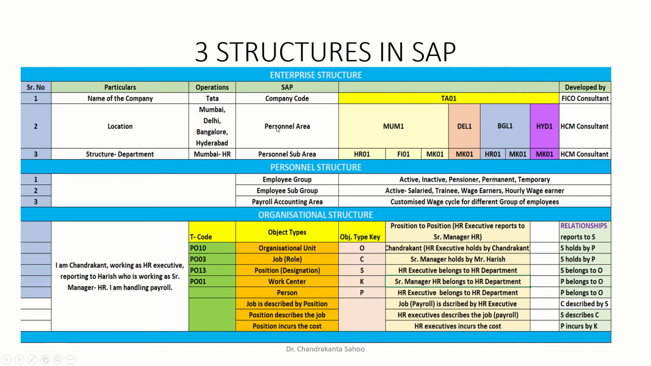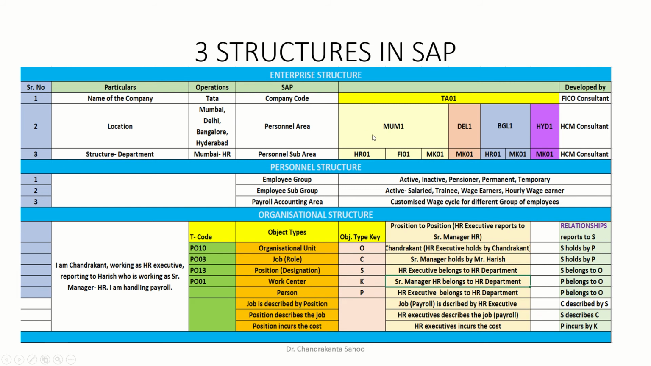Then, in the enterprise structure, we will get the personnel area. What is this personnel area? Personnel area refers to the locations where the plant operations or company operations take place, like Mumbai, Delhi, Bangalore, and Hyderabad. Let us say, for our understanding, the company Tata has operations in Mumbai, Delhi, Bangalore, and Hyderabad. So this personnel structure refers to geographical locations. In SAP language, location is called the personnel area.